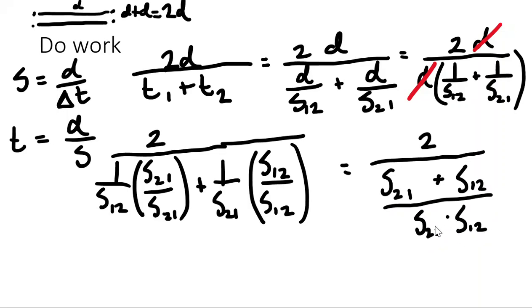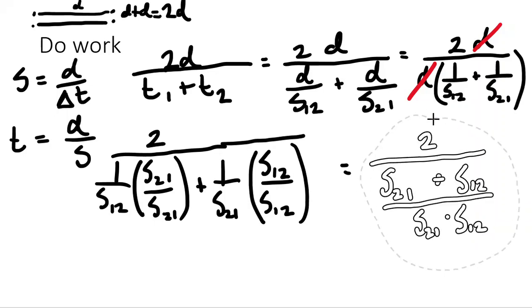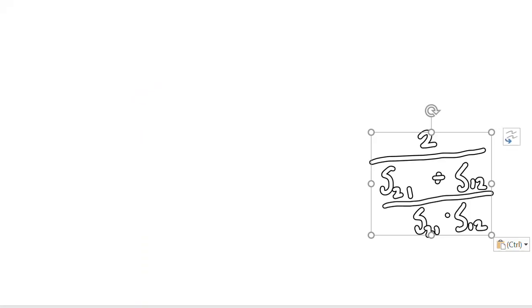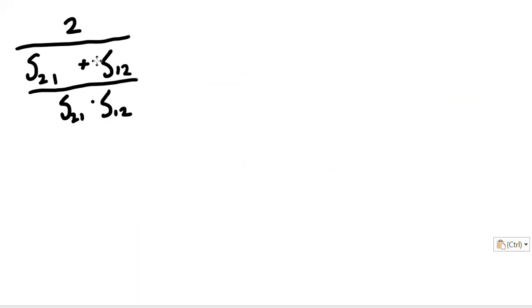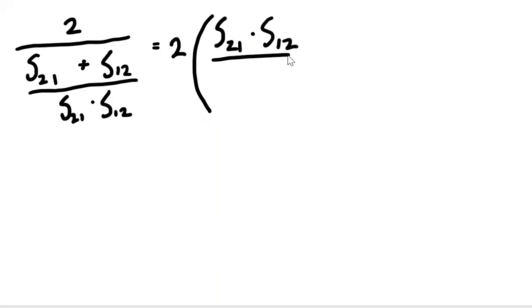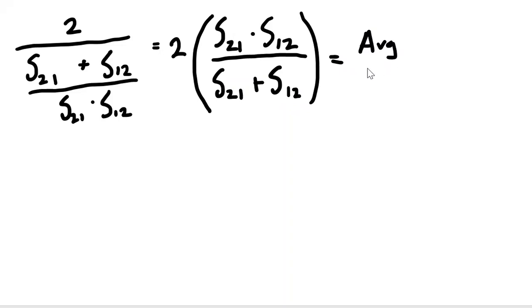Let's go ahead and copy this and carry it over to a new page. We'll bring it over here so we have a little bit of room to work with. So from here, we can multiply by the reciprocal, and we'll have that 2 is going to be multiplied by the product of the speeds, s sub 2(1) times s sub 1(2), and all of that is going to be over the sum of the speeds, so s sub 2(1) plus s sub 1(2). And here we have it. This is going to be what gives us our average velocity, or average speed.